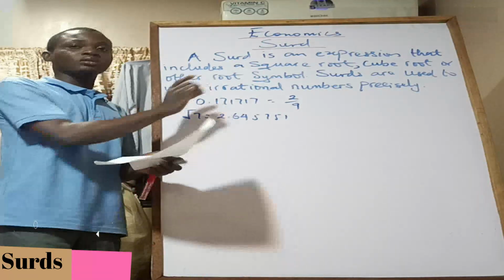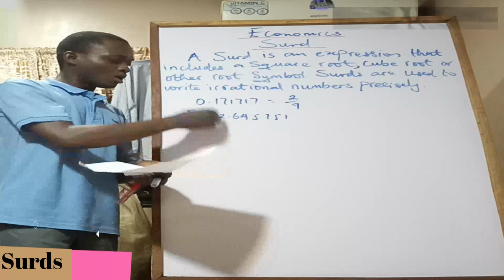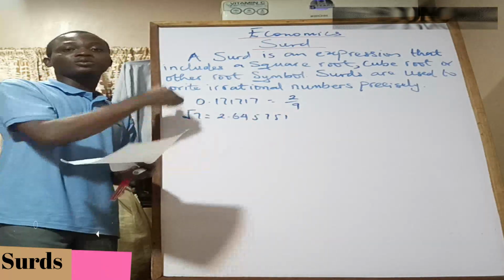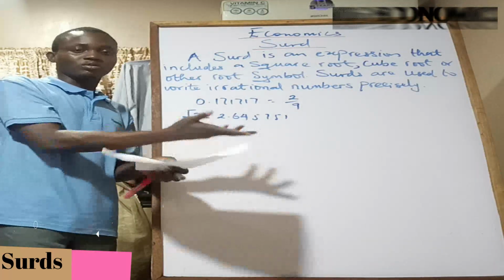So you can say that a surd is helping us to depict whatever root 7 means exactly. It gives us all of this, so you can express all of these numbers in the form of root 7. All right, so this surd helps us to do this kind of thing.